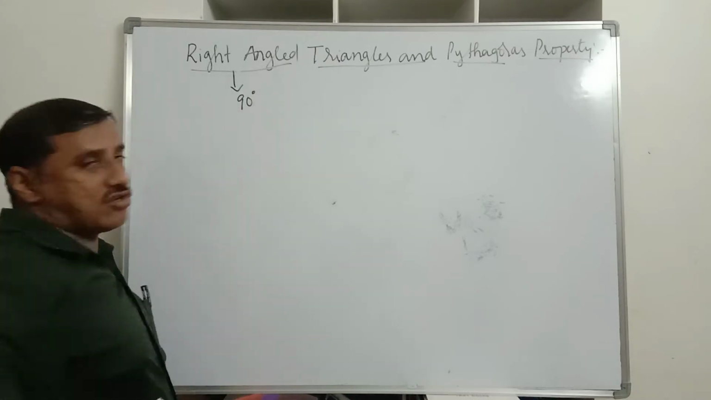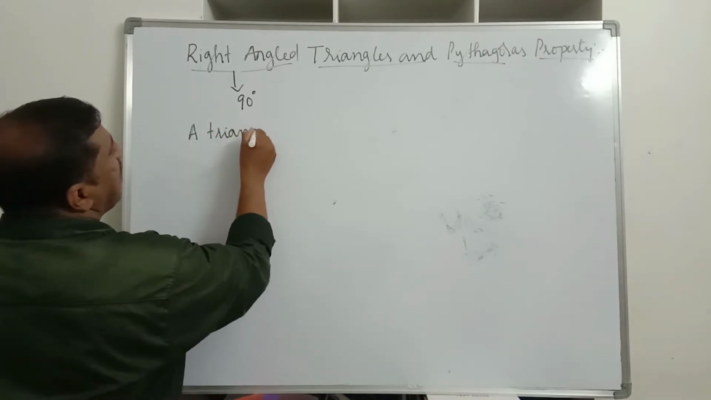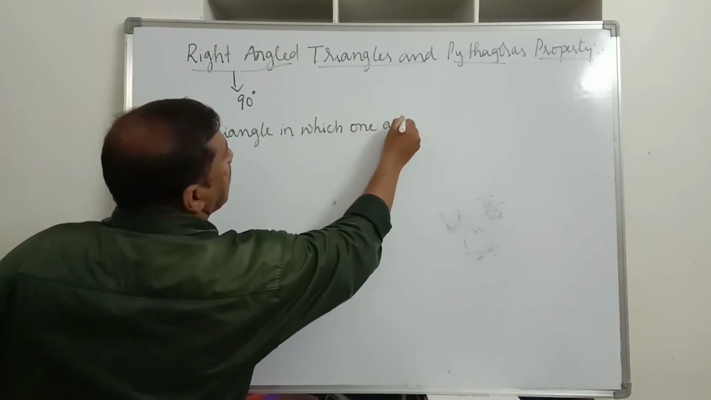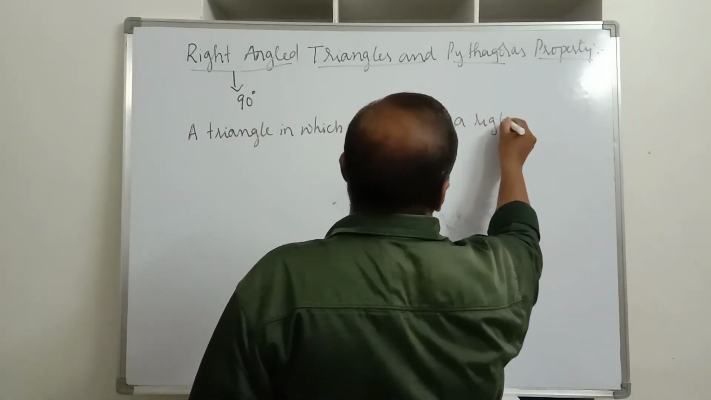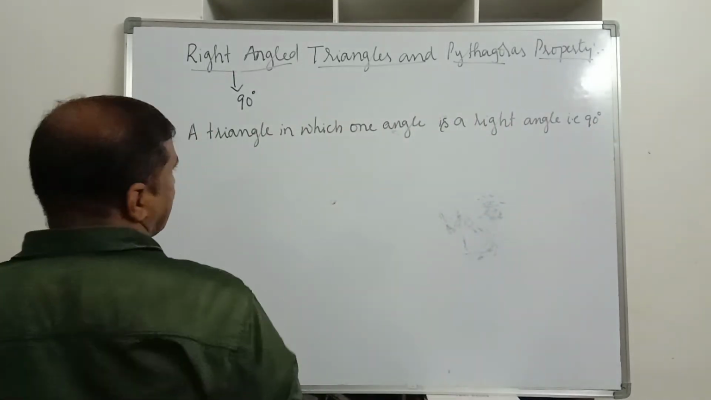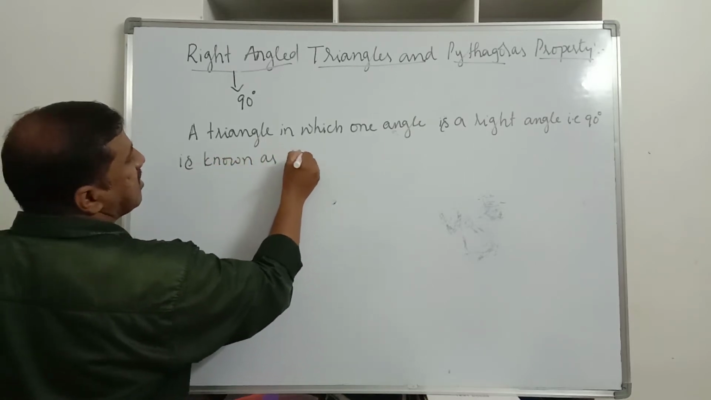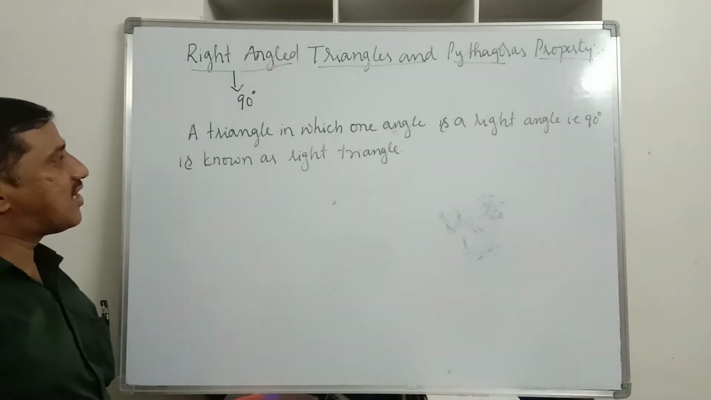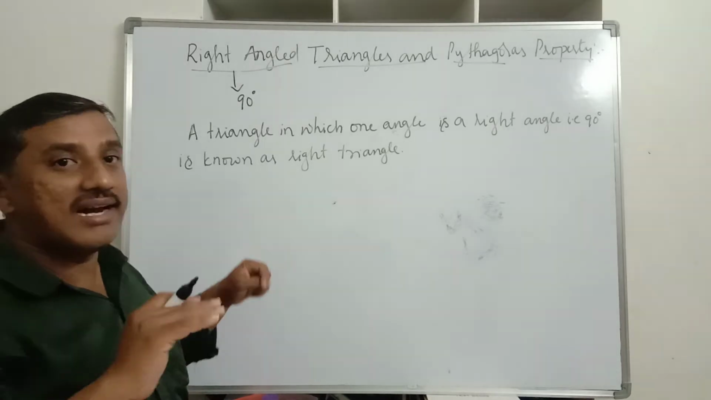Then what is a right angled triangle? A triangle in which one angle is a right angle, that is 90 degrees, is known as a right triangle or right angled triangle.